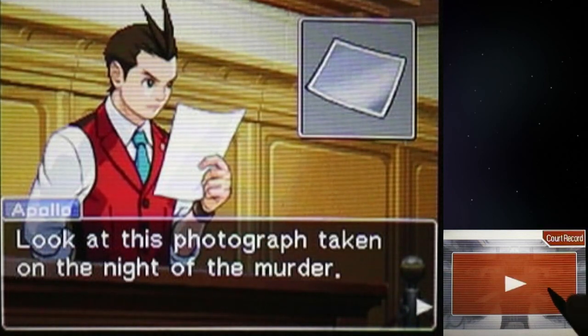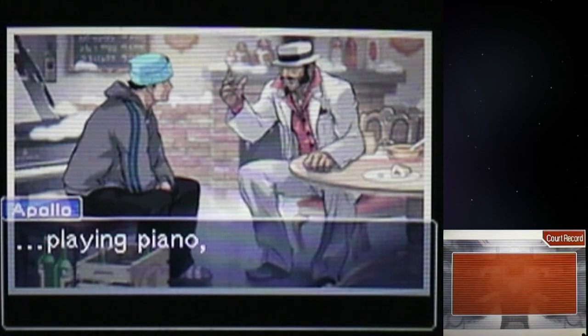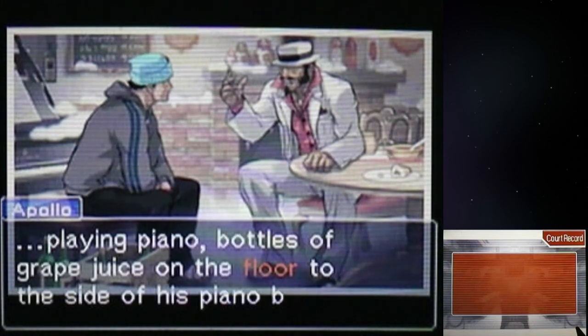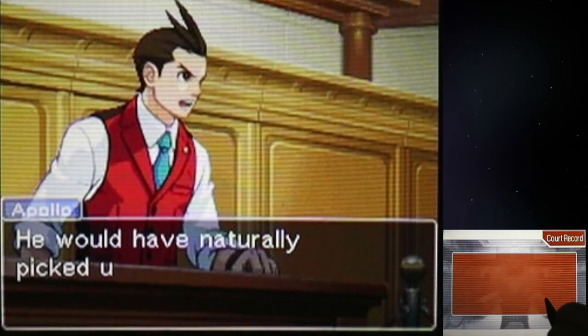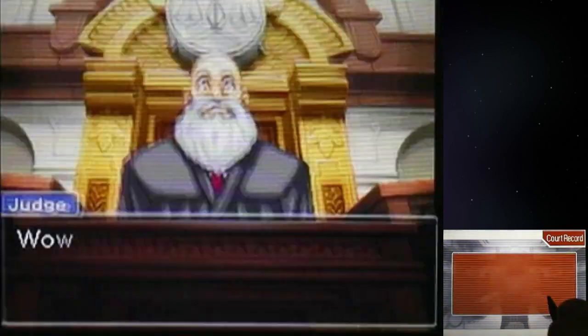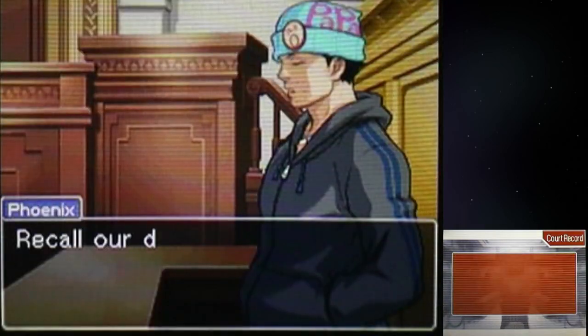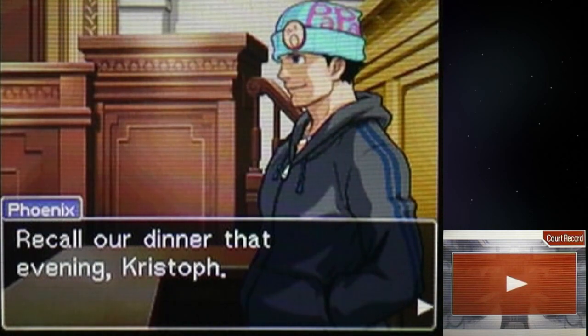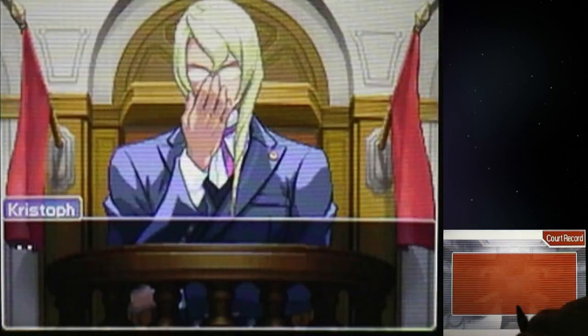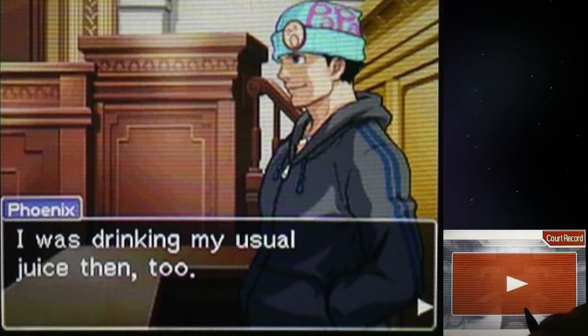Look at this photograph taken on the night of the murder. The defendant, Mr. Wright, sat here, playing piano, bottles of grape juice on the floor to the side of his piano bench. He would have naturally picked up the bottles upside down several times. Wow, I can't believe it was that simple. Recall our dinner that evening, Christoph? I was drinking my usual juice then, too.